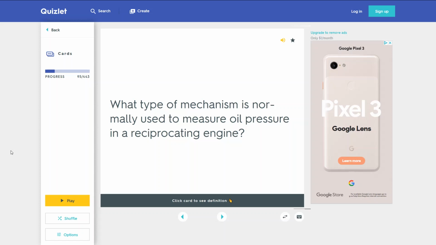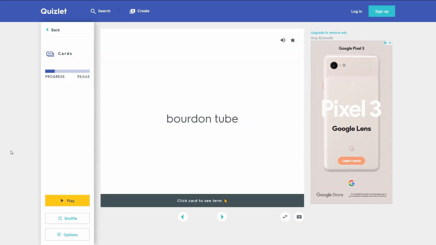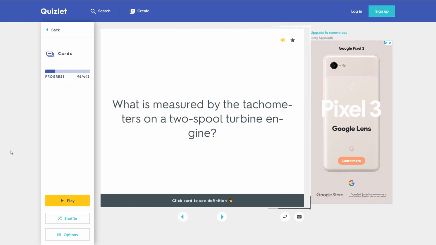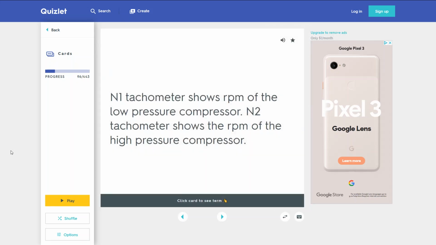What type of mechanism is normally used to measure oil pressure in a reciprocating engine? Bourdon tube. What is measured by the tachometers on a two-spool turbine engine? The N1 tachometer shows the RPM of the low-pressure compressor. The N2 tachometer shows the RPM of the high-pressure compressor.